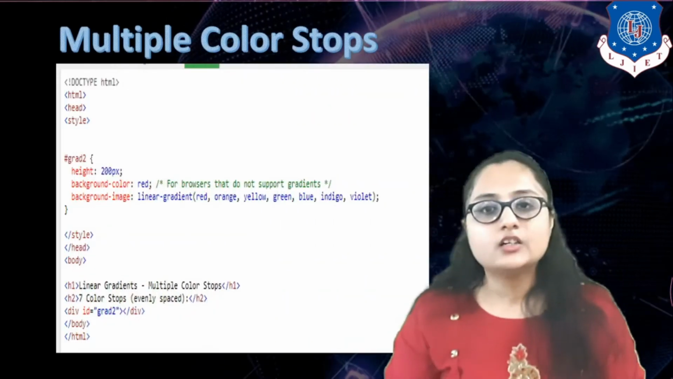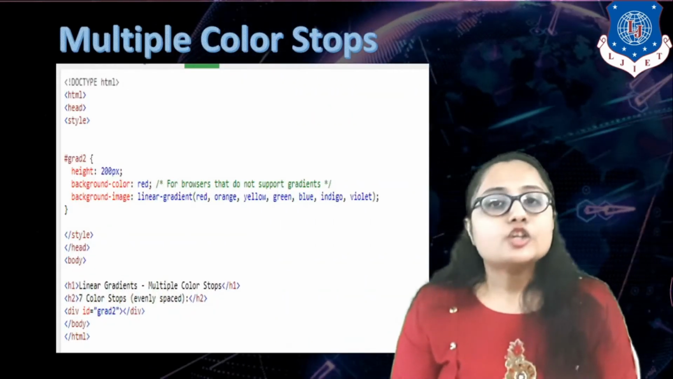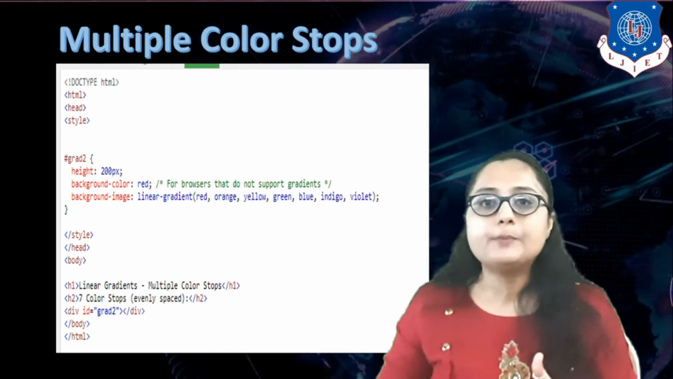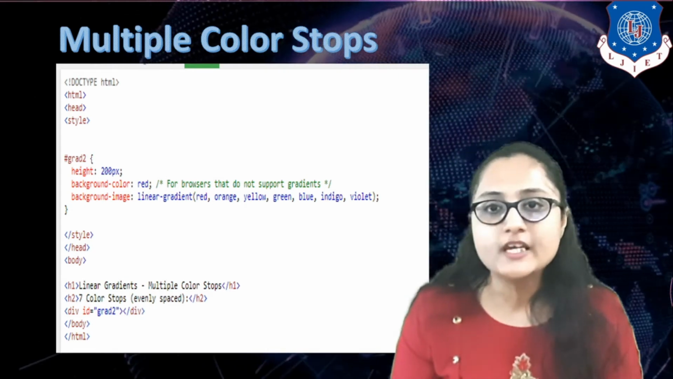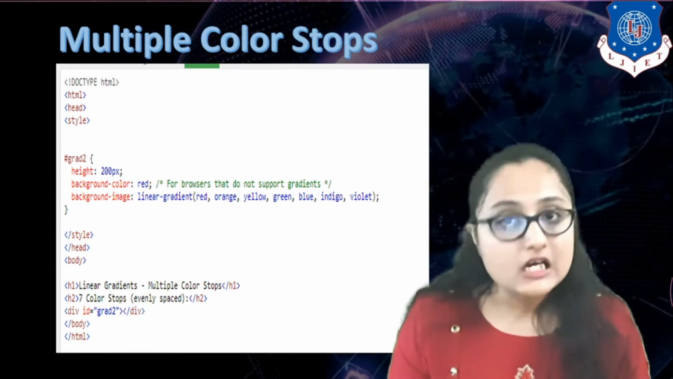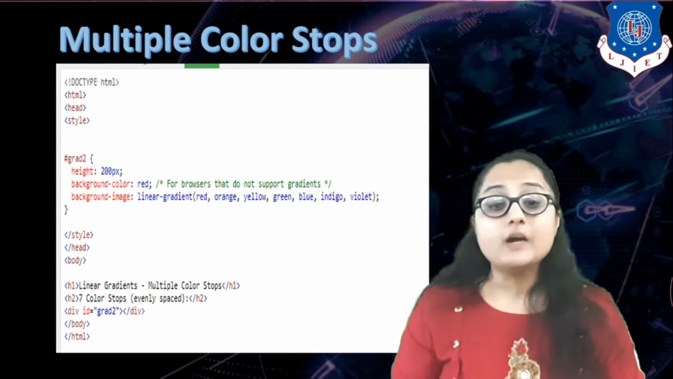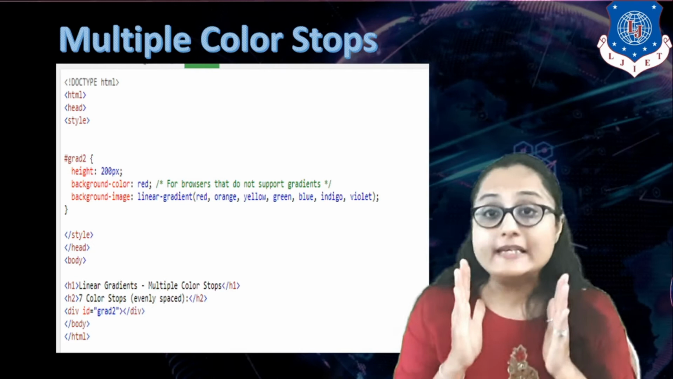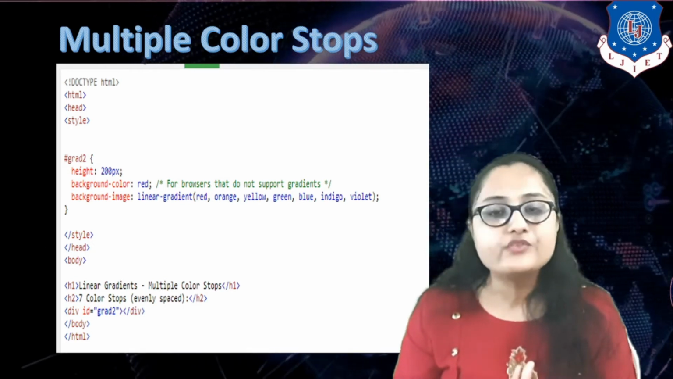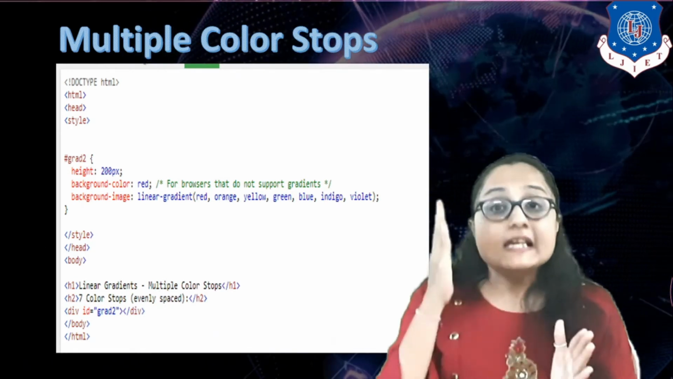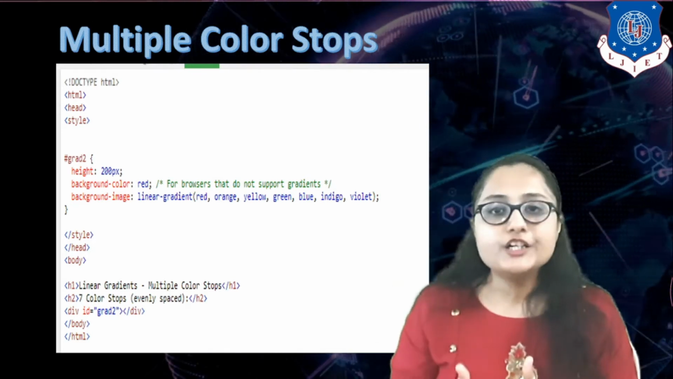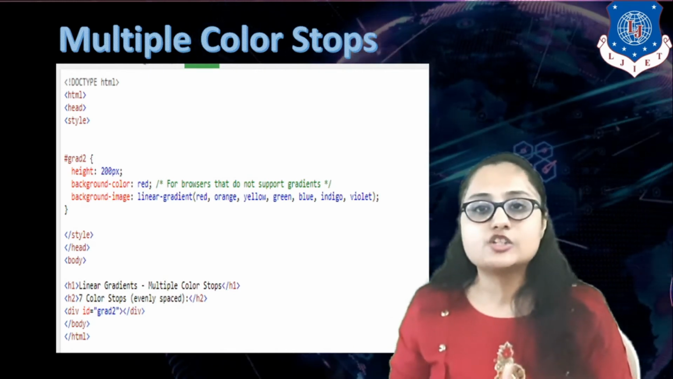The next advancement in linear gradient is, you may wonder, ma'am, we have seen the transitions not only between two colors but between multiple colors. Can we specify such a thing using linear gradient? The answer is yes. You can specify multiple color stops using linear gradient. The only change you need to make in the syntax of this property value is, instead of specifying two colors inside the bracket, you need to specify multiple colors comma separated.